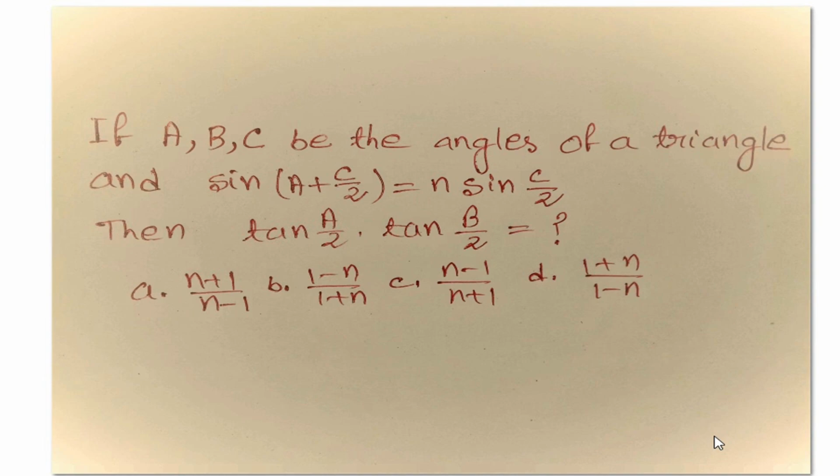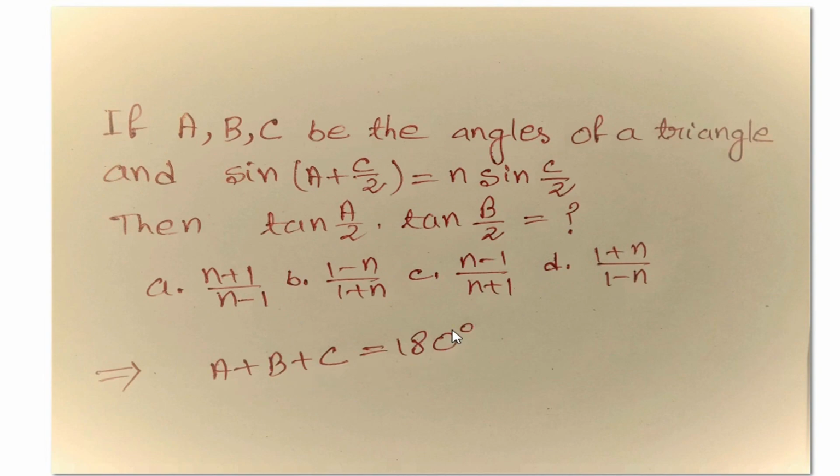So here A, B, C be the angles of a triangle, and sin((A+C)/2) equals n sin(C/2). Then what is the value of tan(A/2) tan(B/2)? And our four options are (n+1)/(n−1), (1−n)/(1+n), (n−1)/(n+1), and (1+n)/(1−n).